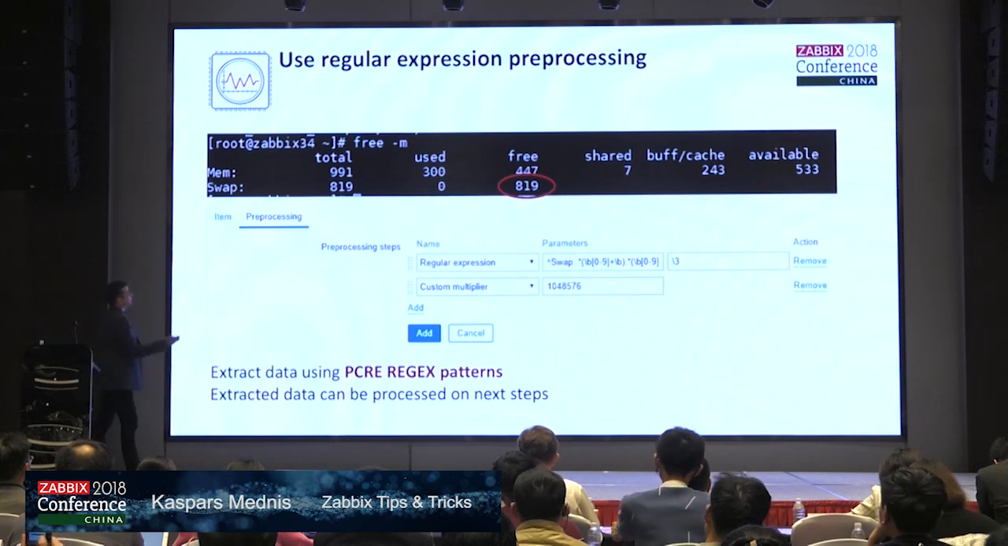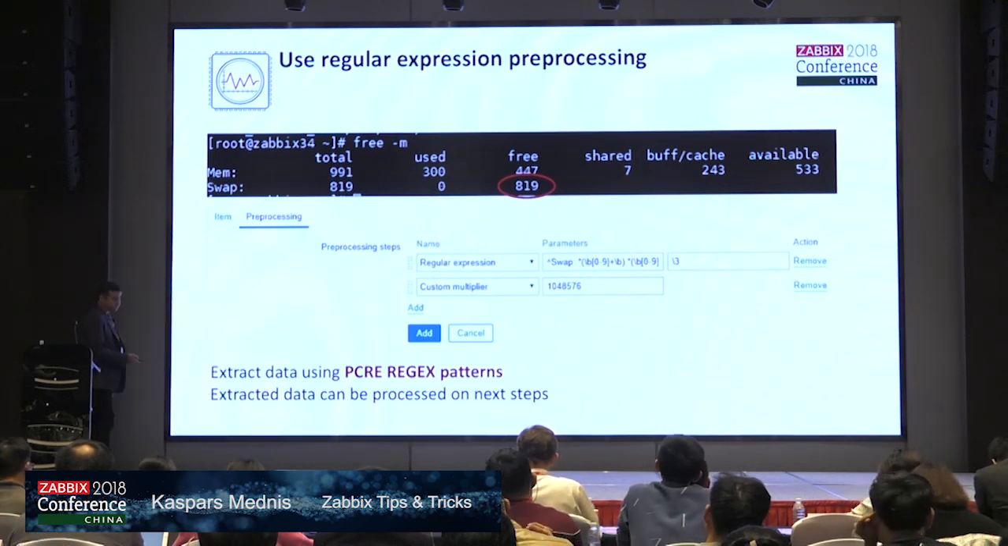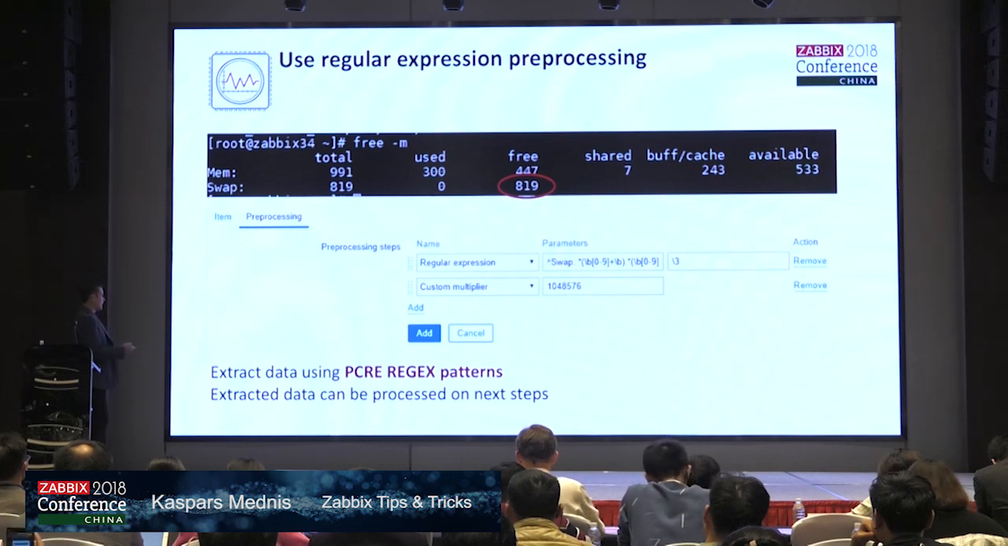After that, I can use this numerical information in any trigger expression or draw a graph like that. Zabbix supports Perl regex patterns.